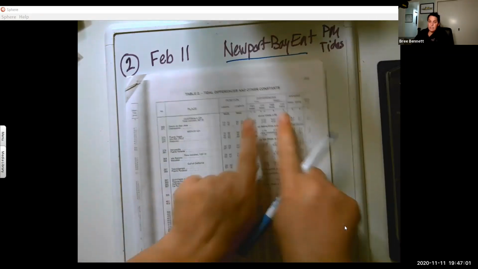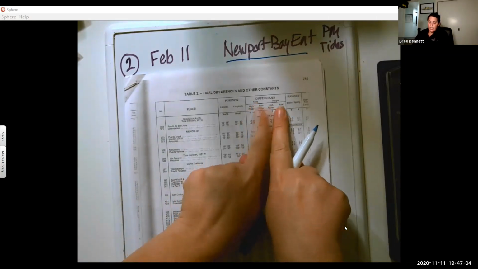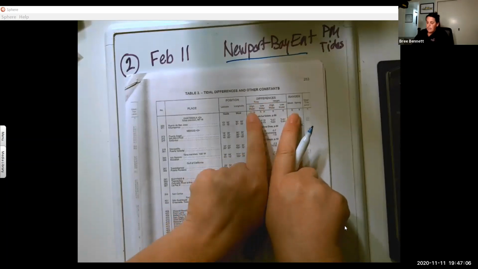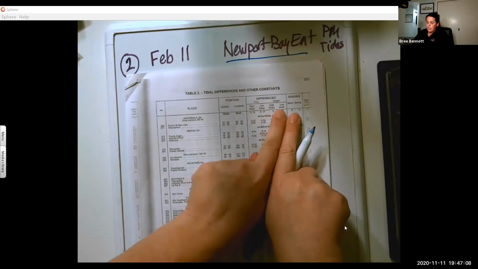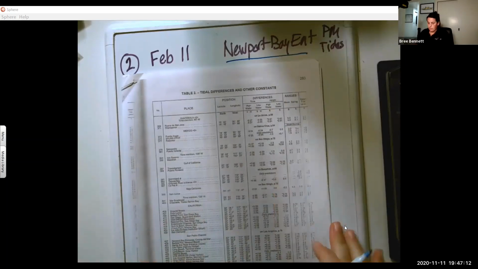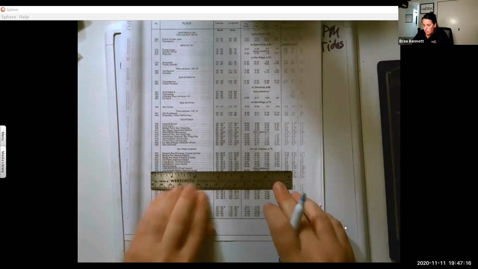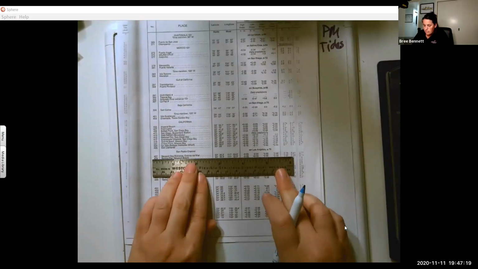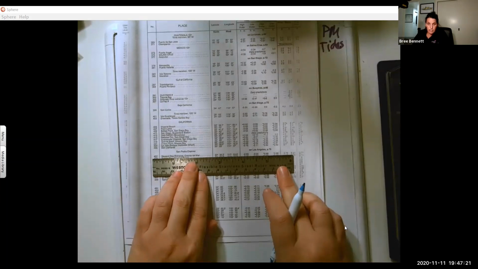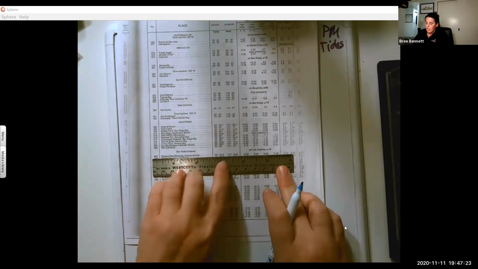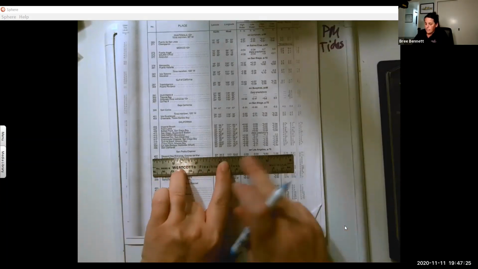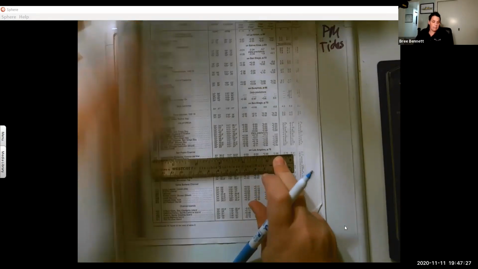Now in table 2, in this section right here, it says differences: high water, low water, high water, low water, and you have time and height. So I am going to find Newport entrance. It's going to be our first one there, and it has all of these numbers. So let me go back to my page here.